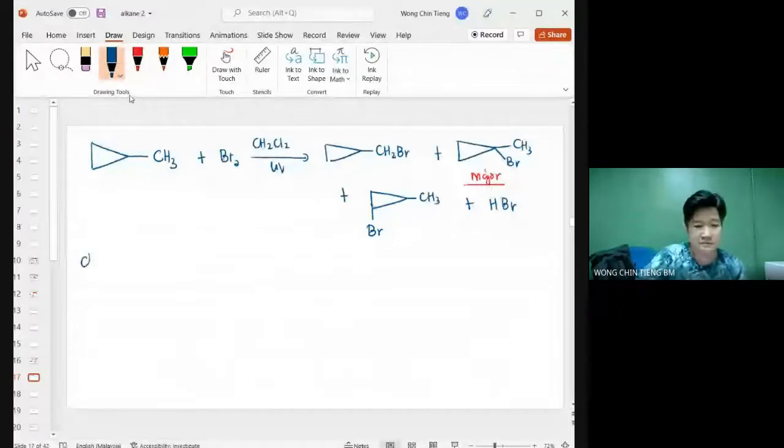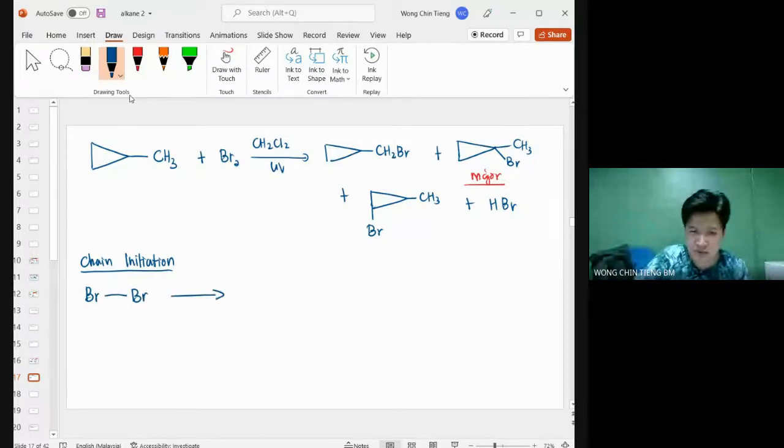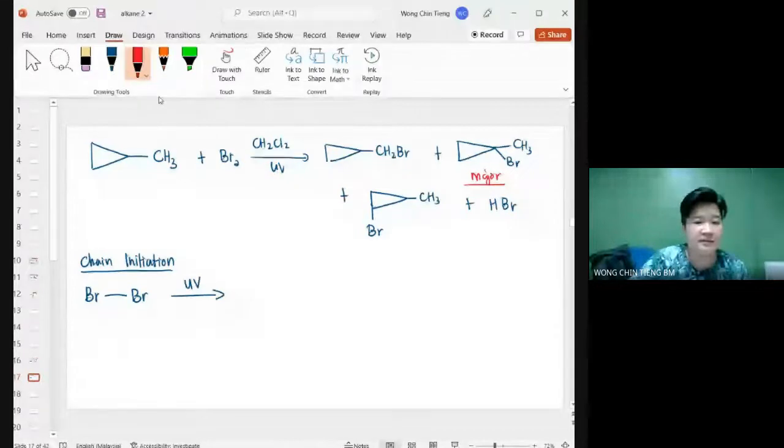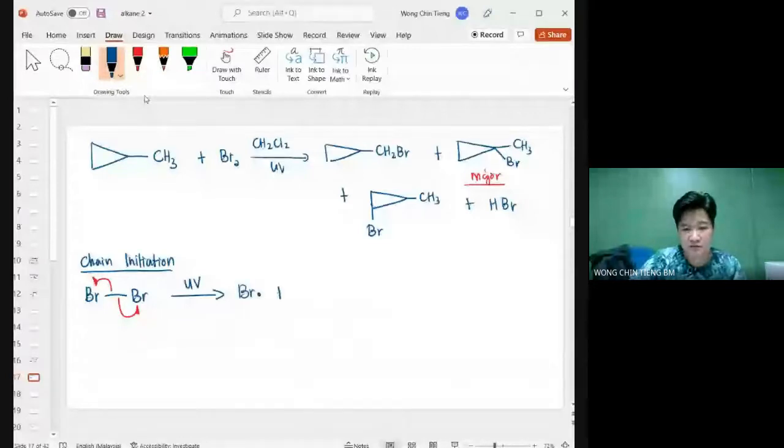Mechanism sahaja. So chain initiation. First step. Saya tak sure saya insist ke tak last week, last Monday. You have your Br. For the step 1, saya takut saya tertinggal. So saya nak insist sekali lagi. Make sure ada UV. Tak ada UV, reaction tu tak jadi. Tak ada UV, step ni takkan jadi. So chain initiation ada UV, half-headed arrow daripada Br kepada Br. Okay, half-headed arrow. Next, kamu akan hasilkan Br dot, kamu tambah Br dot. That is your step 1.